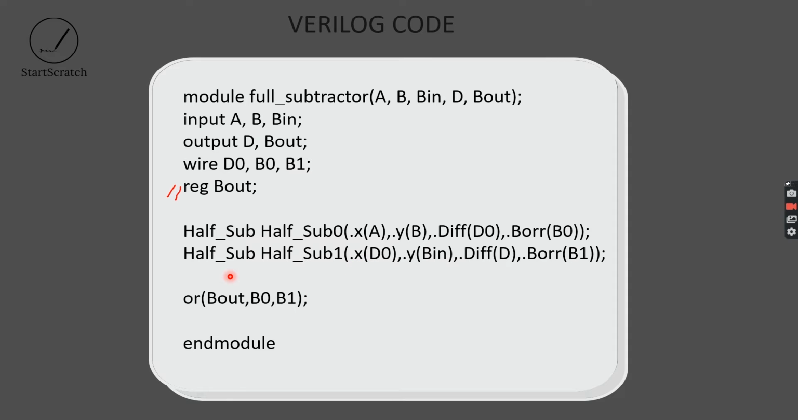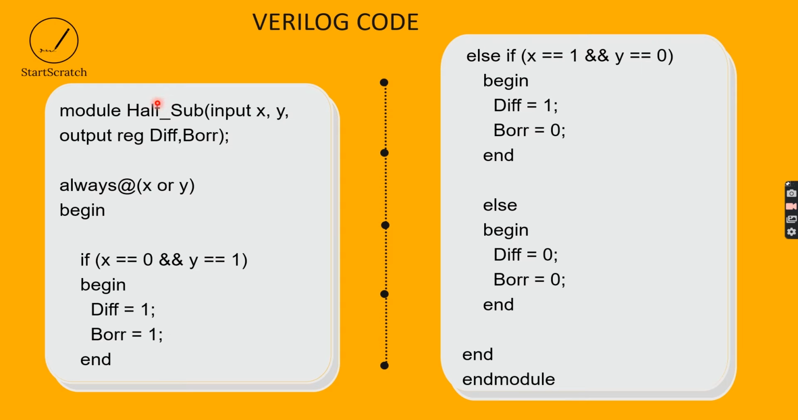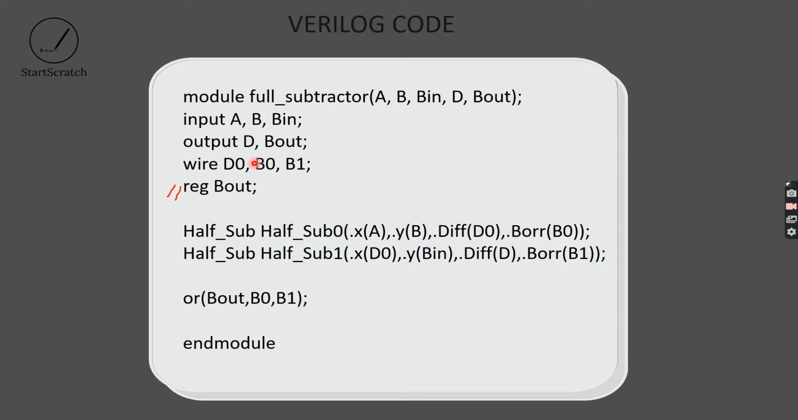Now coming to the instantiation part, I instantiated half sub. This is the module name I used in the Verilog code for half subtractor, and I have taken 2 inputs X and Y, and diff and borrow as outputs, and these 2 as inputs. I will be using these names for instantiating.